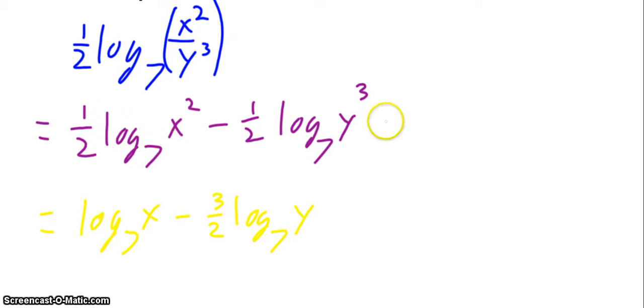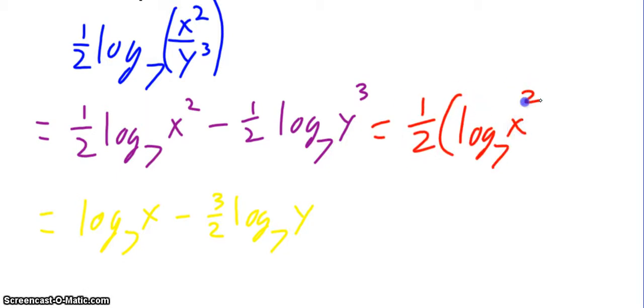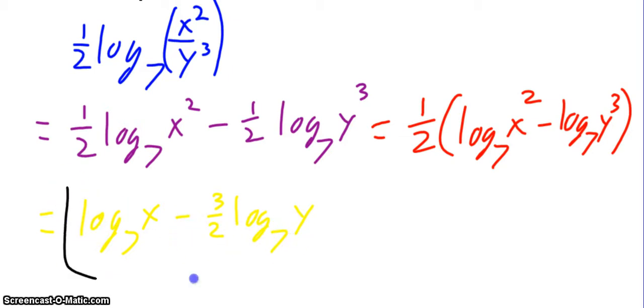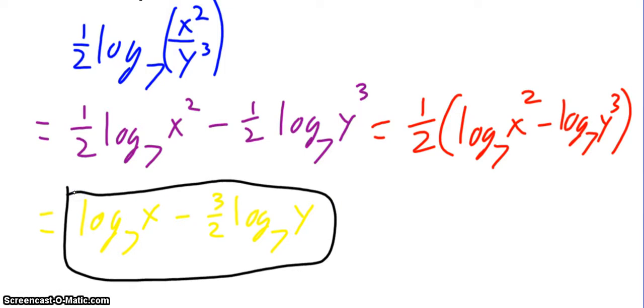If you want to factor it out, you could and write parentheses. So for example, I could also write 1/2 times the quantity log base 7 of x squared minus log base 7 of y cubed. So that's okay as well. But we want to recognize the 1/2 goes with both, and then I bring the exponents down in front. So the 2 and the 1/2 cancel, and this becomes log base 7 of x minus 3/2 log base 7 of y. So that's what I would write as my answer.